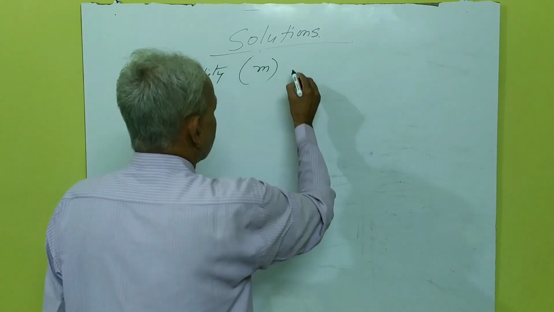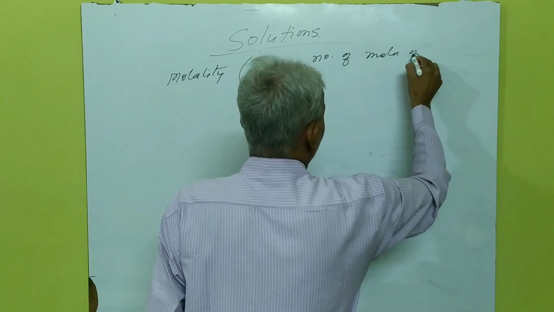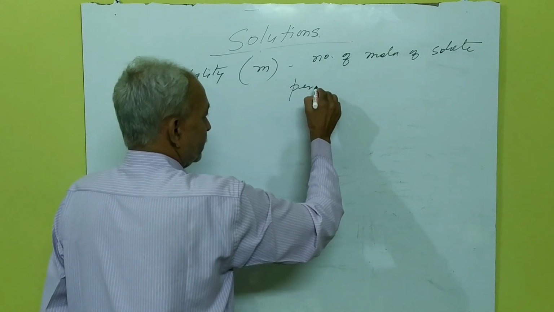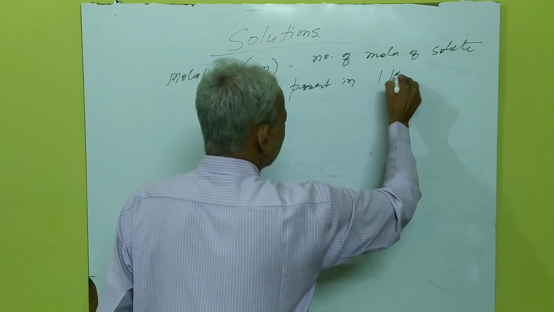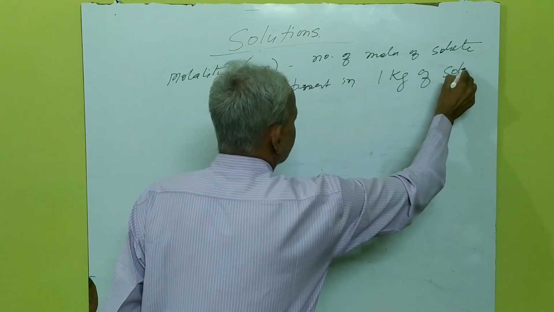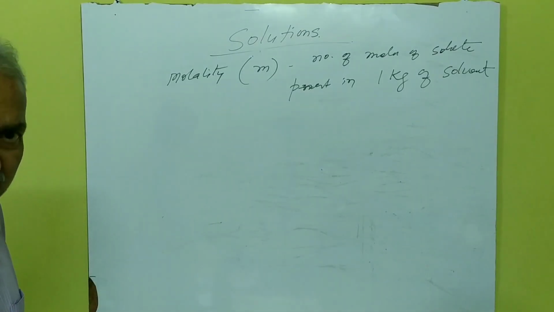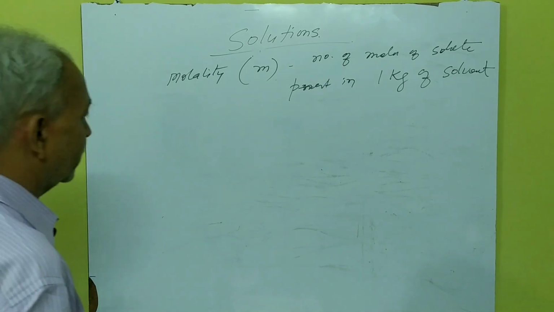It is represented by a small m, right? This is the number of moles of solute present in 1 kg of solvent. Here is the mass of solvent. So 1 kg of solvent, 1000 gram of solvent, whatsoever the case may be. So this is called your molality, a small m.